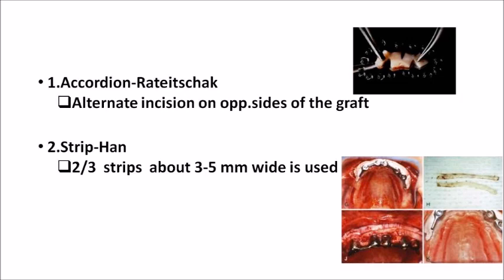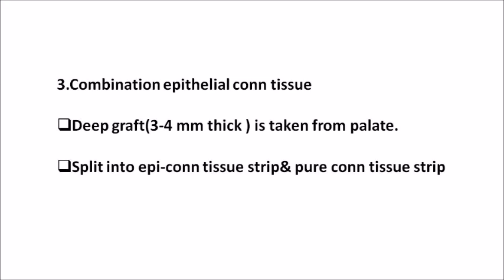We can see small thin strips. A number of these strips are used to cover the recipient site. The third one is combination epithelial connective tissue graft.